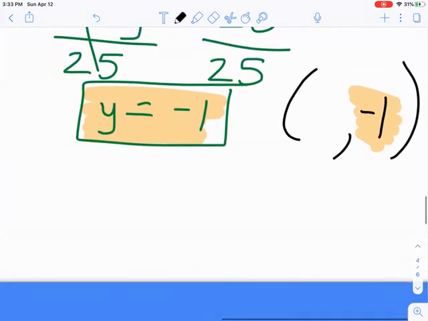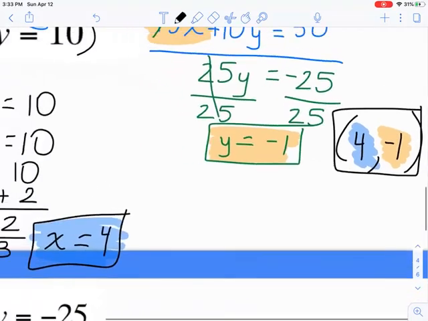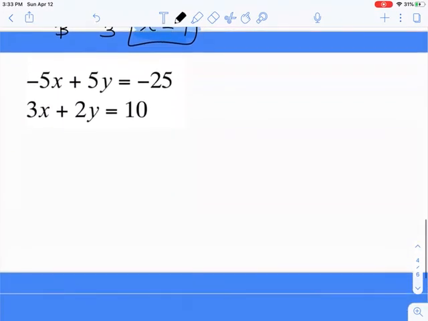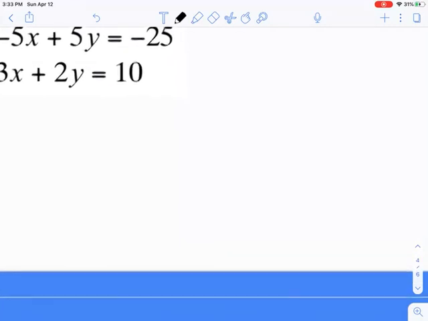So our x is going to be equal to 4, and this would be our solution to the equation. Okay? So now, I'm going to show you a different way to do it, through eliminating the y values. Alright, so here we go.